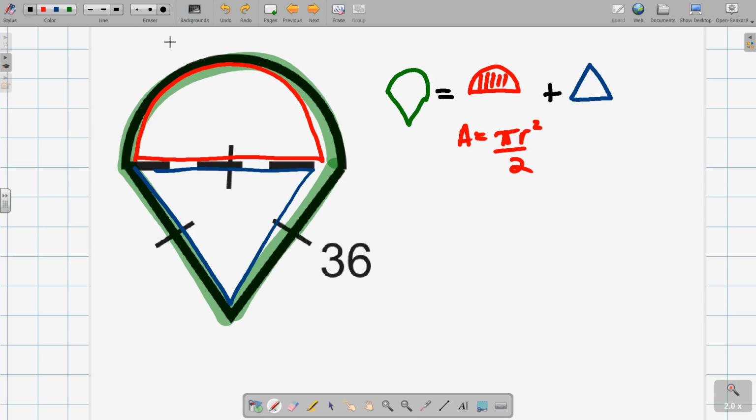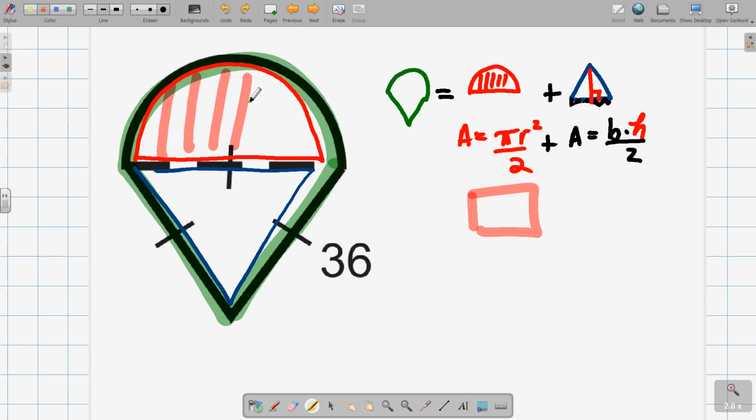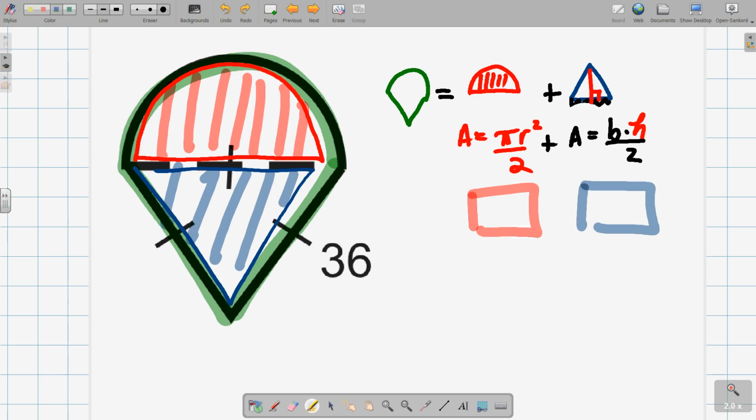And then half pi r squared, plus the triangle, which is base times height over 2. So we're going to take this one step at a time. We're going to end up getting both of these areas, the semicircle area and our triangle area. We're going to add those two together.